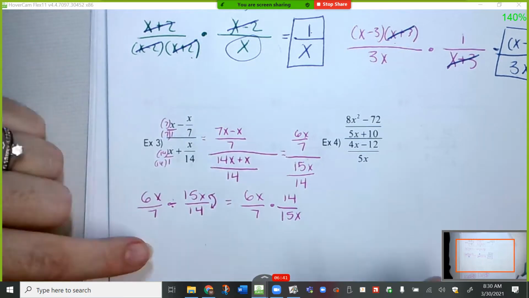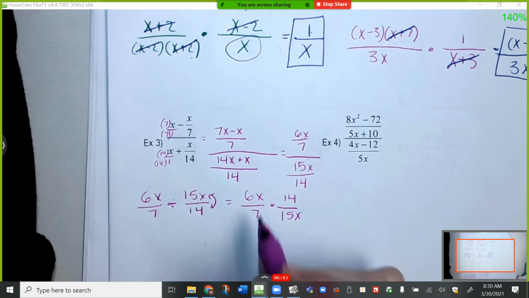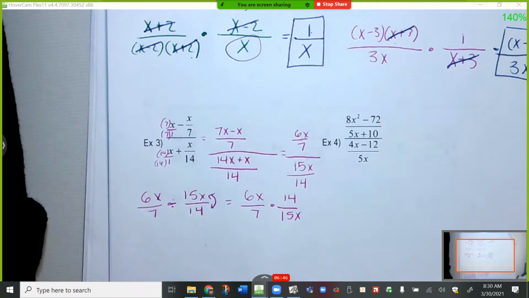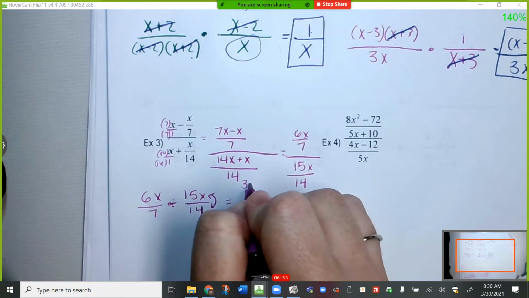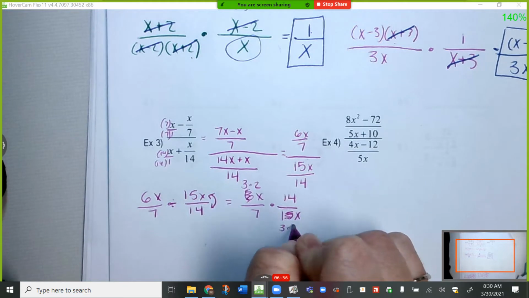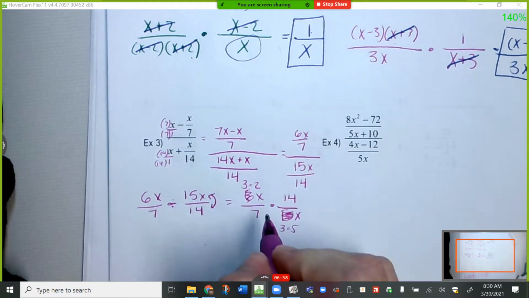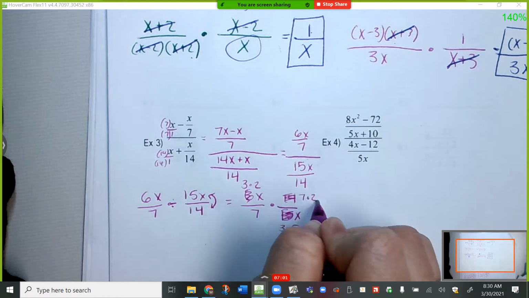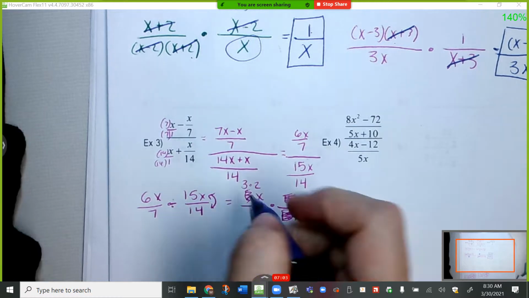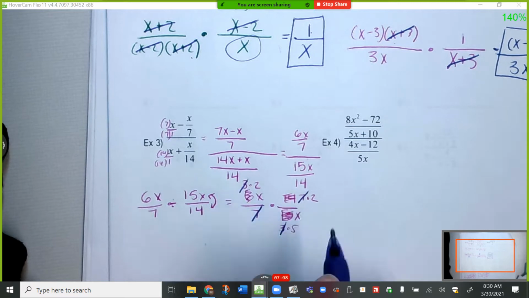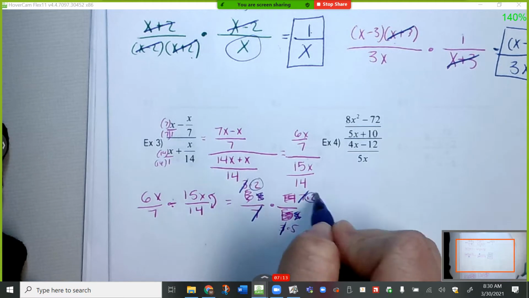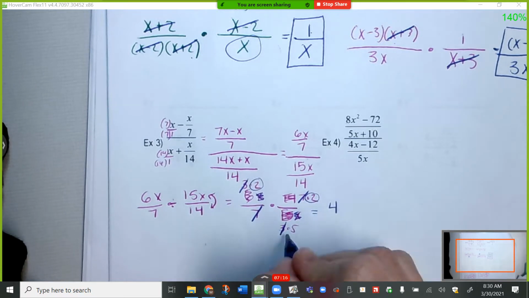Okay. So knowing that, what simplifies here? Does 6 over 7 simplify? What about 6 over 15? What goes into both of those numbers? 3. So this would technically be 3 times 2, and this can be 3 times 5. And I want you to realize this can be 7 times 2, which means 3 and 3 cancel, 7 and 7 cancel, and technically the x and x cancel, so I'm left with 2 times 2 on top and 5 on bottom.